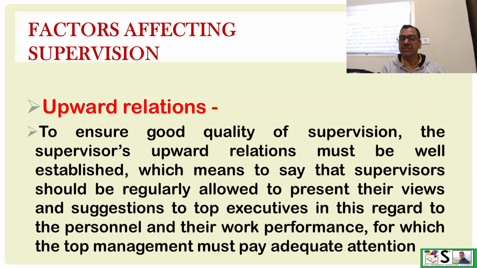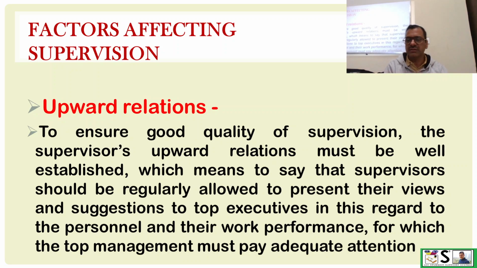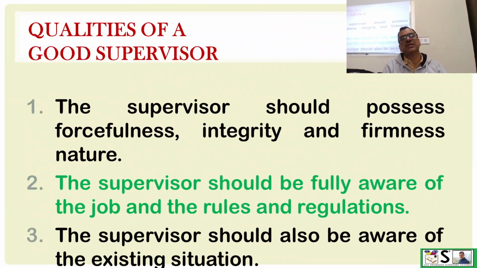Which means that the supervisor should be regularly allowed to present their views and suggestions to the top executives or top authorities in regard to personnel, meaning workers and their work performance, for which the top management must pay adequate attention. When there is a good relationship between supervisor and top authorities, then he will be able to maintain a good working relationship for the subordinates. So these are the important factors which affect effective supervision.